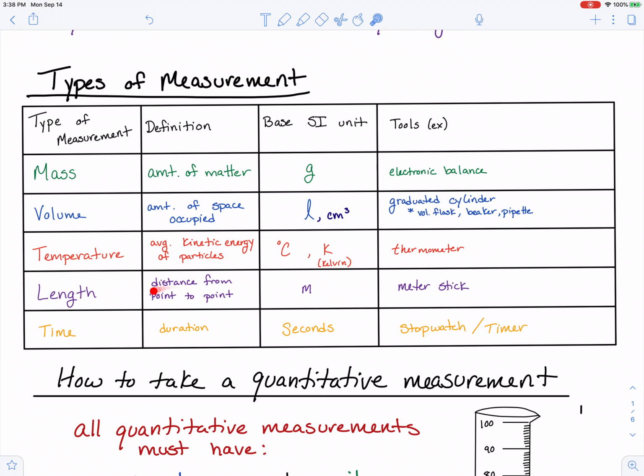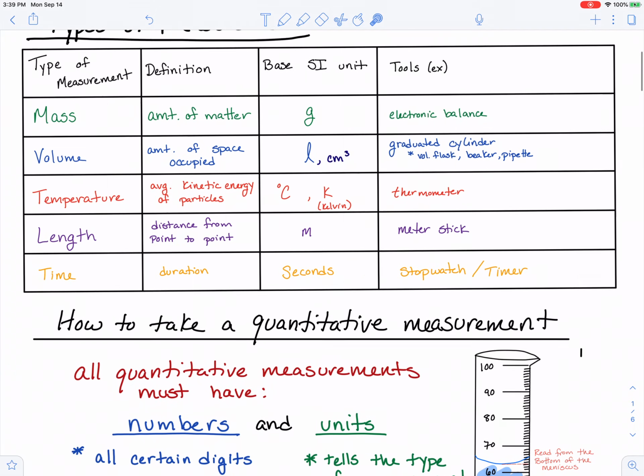Length is the distance from one point to another point. In class, we measure that in meters, so we do not use inches, but meters, centimeters, kilometers, and we use a meter stick to measure that, or some sort of ruler that's in centimeters or millimeters. And the last one will be time. That's the duration of something, measured in seconds, minutes, hours, and we can use a stopwatch or a timer in order to measure those things.